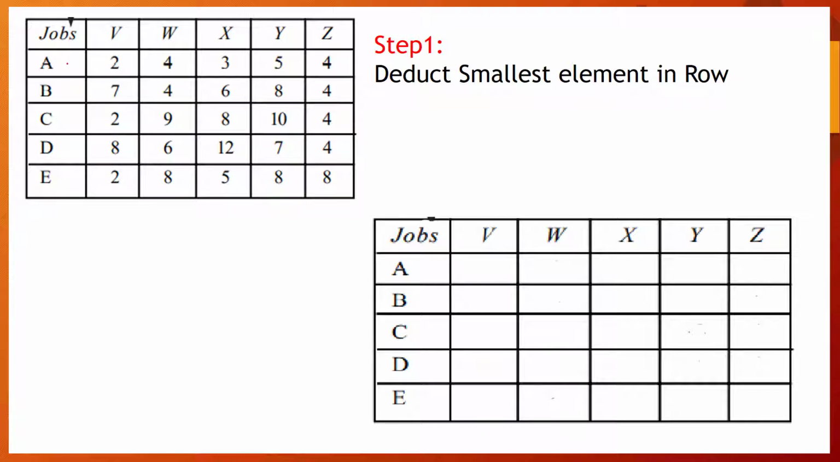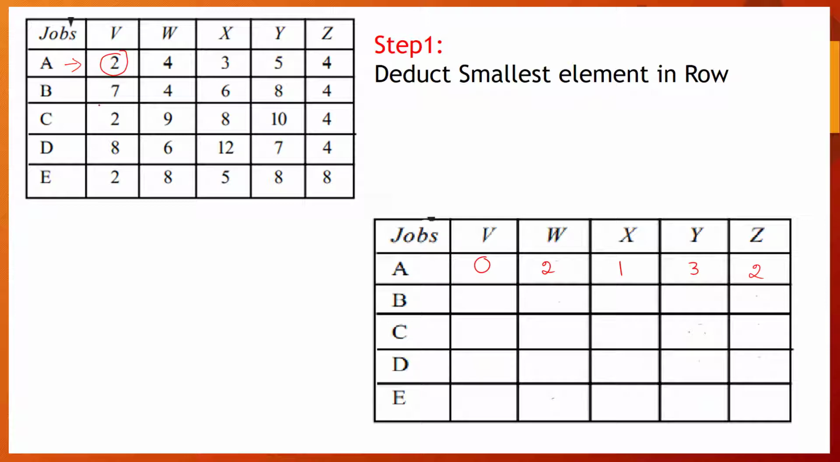So here A is a row. Which is the smallest element? 2. So we need to subtract this 2 from all other elements, so that at least one of the columns will become 0. So let us do that. The smallest element there is 2. So if we minus 2 from 2, it is 0. Then from 4 it is 2, 3, 1. Then 5 minus 2 is 3. 5 minus 2 is 3. 4 minus 2 is 2.